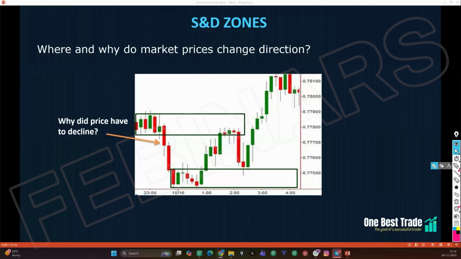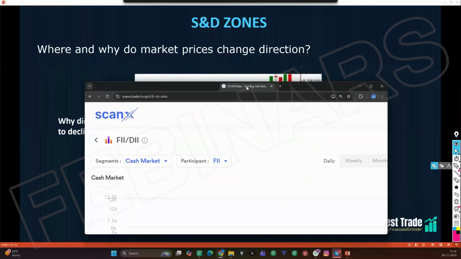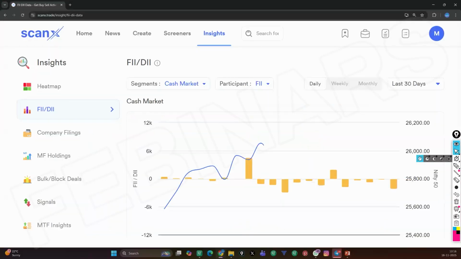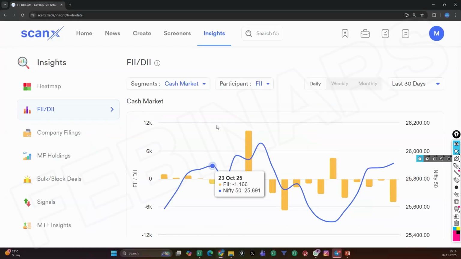Yes, you don't need to go to any other websites, ladies and gentlemen. If you are already a Dhan member, there is a fantastic website, and FII data is available there. If you don't have a Dhan account, you can register for one, especially with the demand and supply zone course, on this Scanx website. You need to go to Insights, and under Insights, go to the FII data.